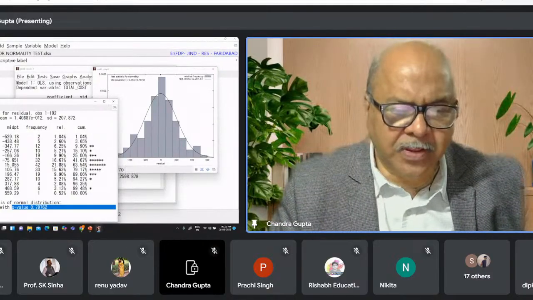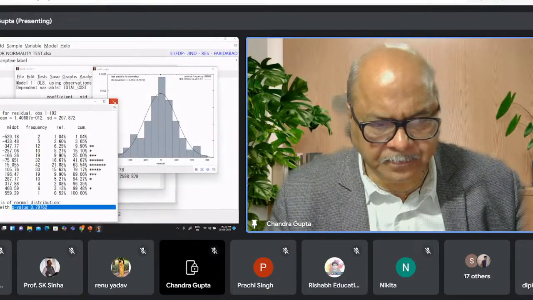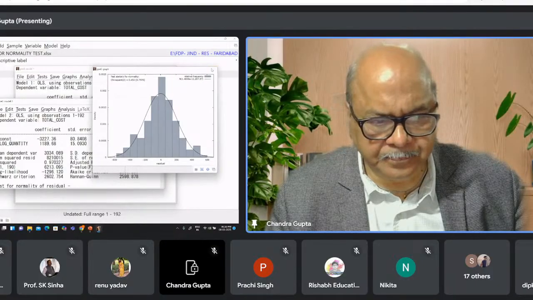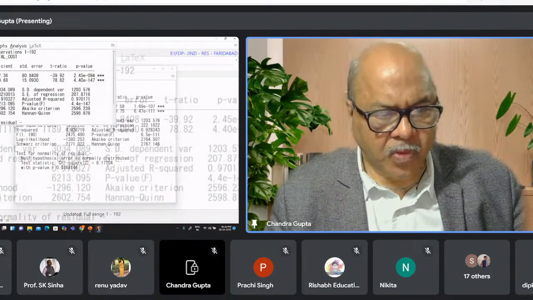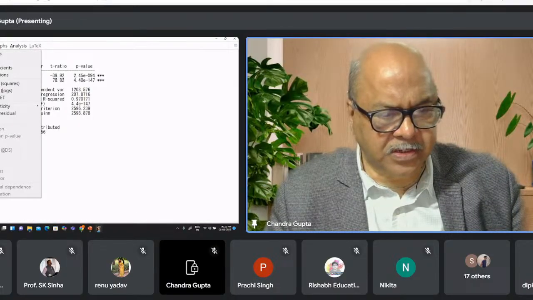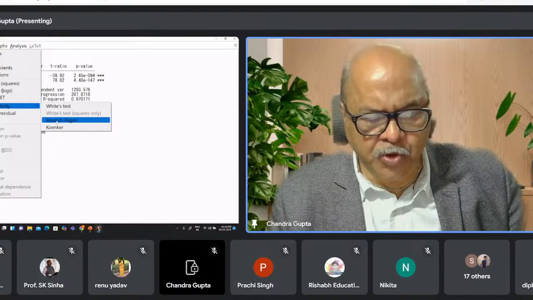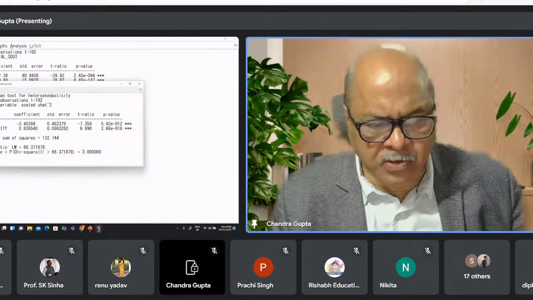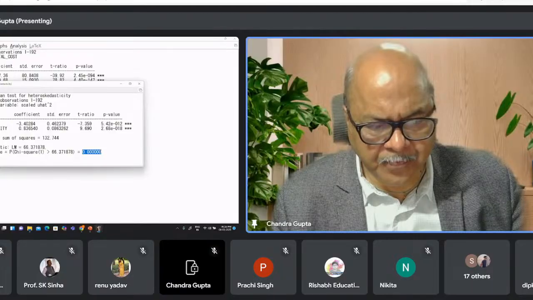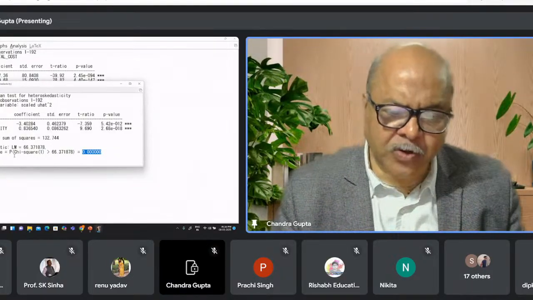Now let's see whether this model is having heteroscedasticity or not. So go to tests, heteroscedasticity test, Breusch-Pagan test, p-value is 0.0. That means the distribution is having heteroscedasticity.